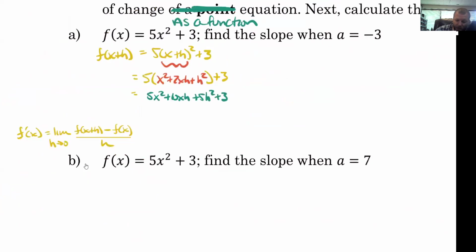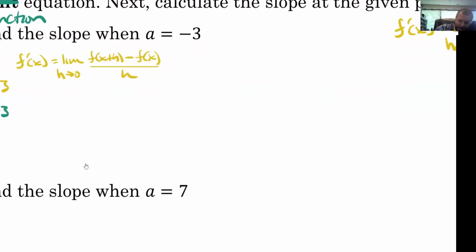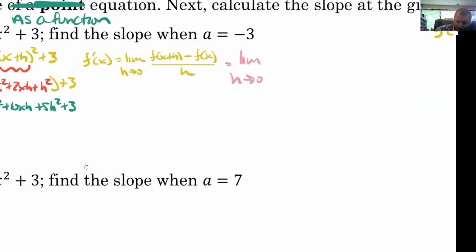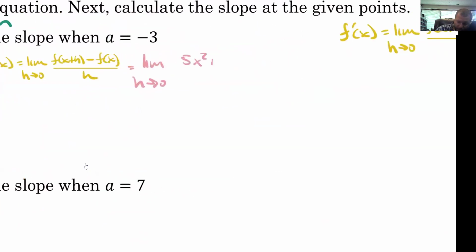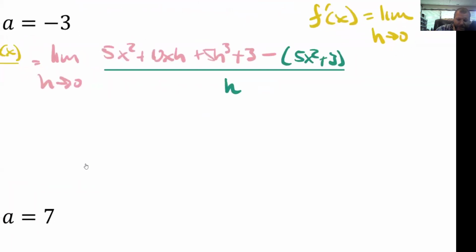All right, so when we take our limit formula, now I'm going to take this limit as h approaches 0. And we're going to get 5x squared plus 10xh plus 5h squared plus 3. We're going to take away f of x, which was 5x squared plus 3. We're going to divide by h. So we're going to get some cancellations.